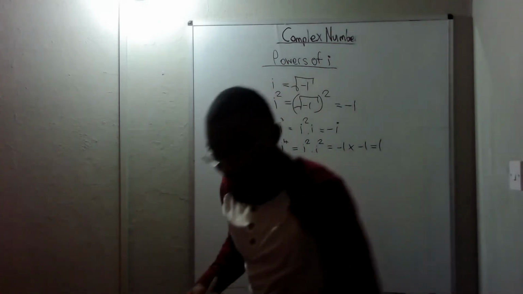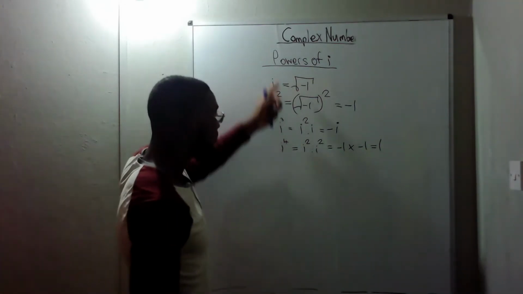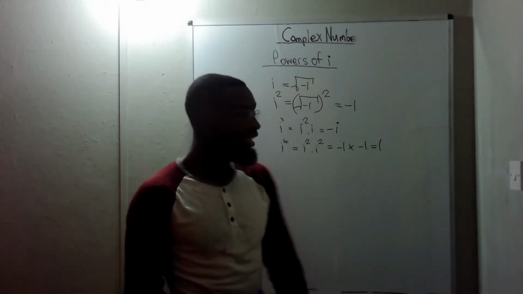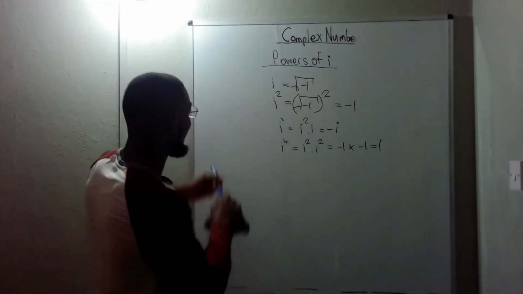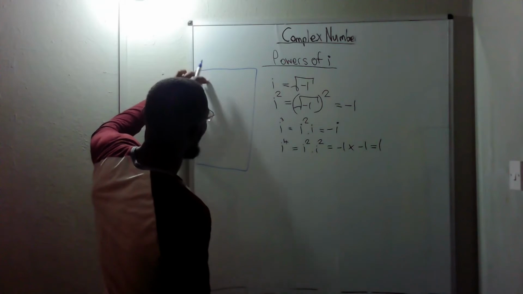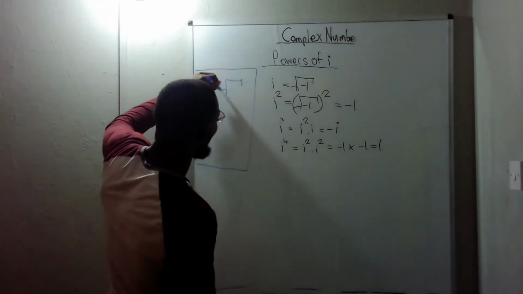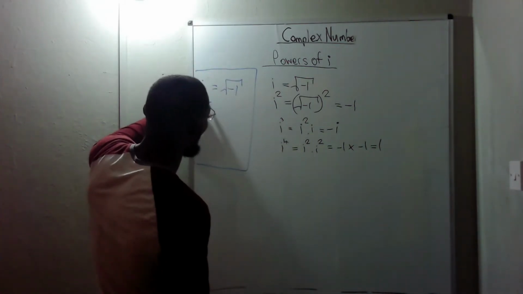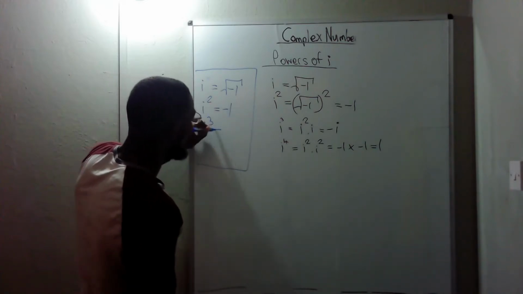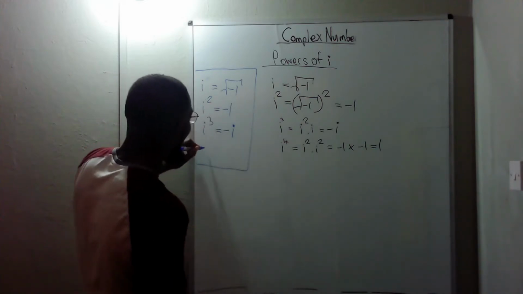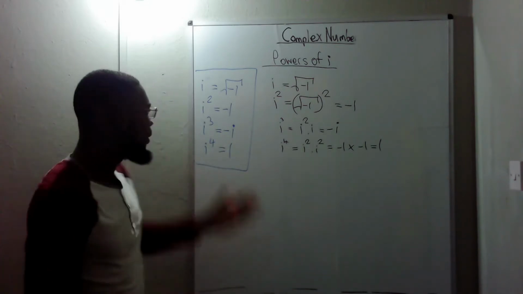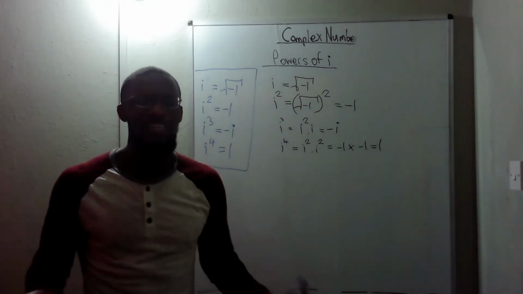Just to remember, these 4 are extremely important to know. If you don't remember the rest of the powers of i, as we did previously, you must remember these 4. i is equal to the square root of minus 1. i squared is negative 1. i cubed is negative i. And i to the 4 is positive 1. Remember these and you're sweet.